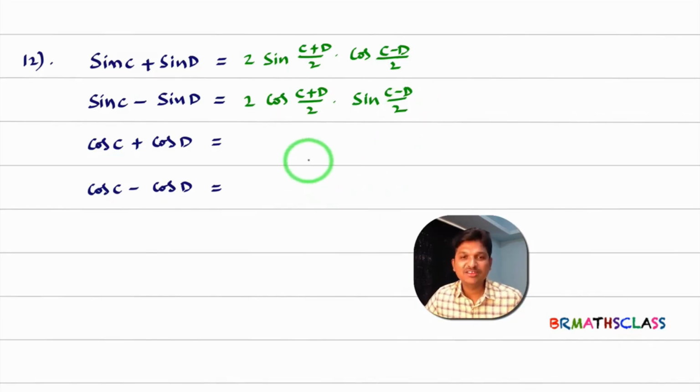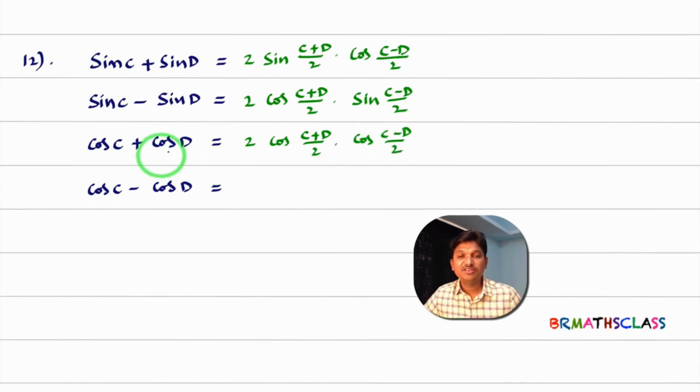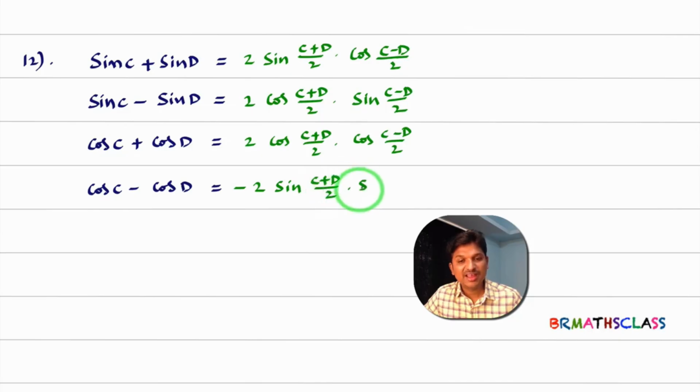Try to learn all these things. Okay, cos c plus cos d. The cos c plus cos d formula is 2 cos c plus d by 2 into cos c minus d by 2. Cos c minus cos d formula is minus 2 sin c plus d by 2 into sin c minus d by 2.